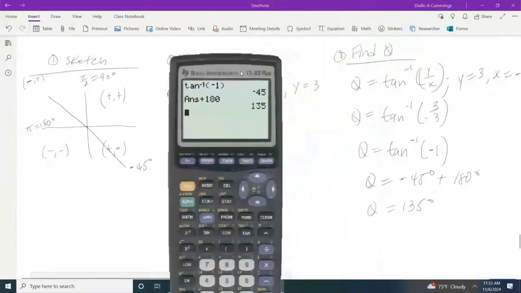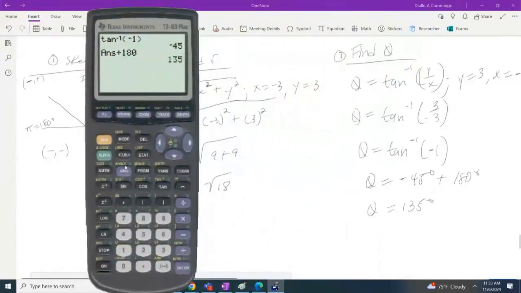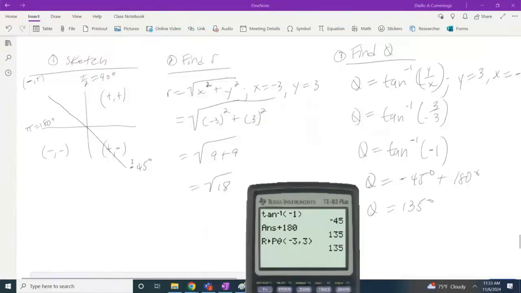If I use my calculator, I'm going to use that 6 function. I can put in my x coordinate, which is negative 3, and my y coordinate, which is positive 3. When I use the 6 function, it gives me exactly 135. Sometimes they will give you exactly what you want. Sometimes you have to add 180. Other times you have to add 360. But that's why the sketch is very important.